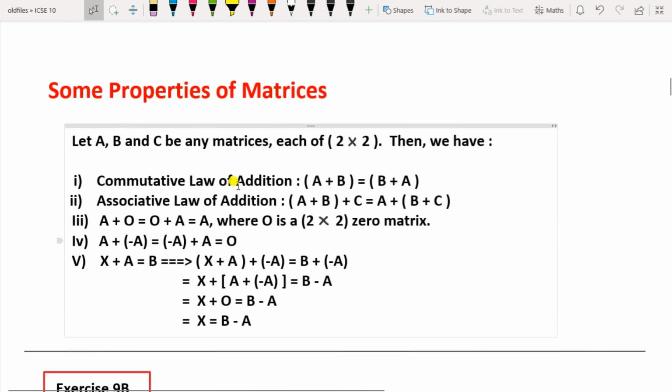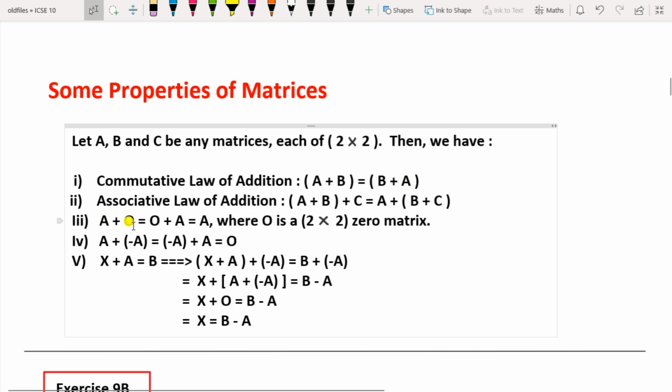Some properties of matrices. Let A, B, C be any matrices, each of the order 2 by 2. The first one is the commutative law of addition: A plus B equals B plus A. Then the associative law, which you have studied in algebra also: (A plus B) plus C equals A plus (B plus C). The bracket will change, but the answer will be the same on both sides.